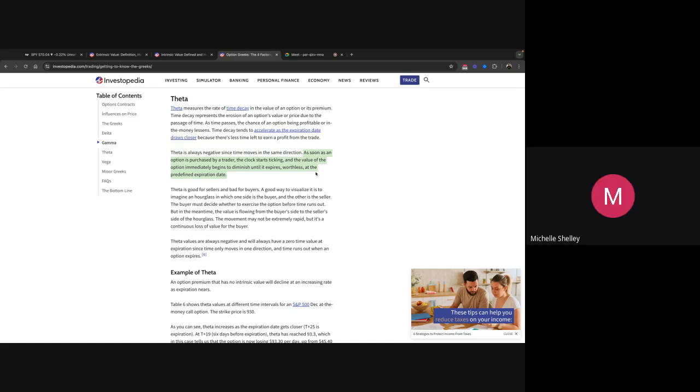So when it says theta is good for sellers and bad for buyers, it's just something for us to look at, not like you want to use the theta whenever you're looking at puts. Good question. The thing is that theta eats away at puts too. Okay, let me break this down for you. You're talking about this, right? Theta is good for sellers and bad for buyers.